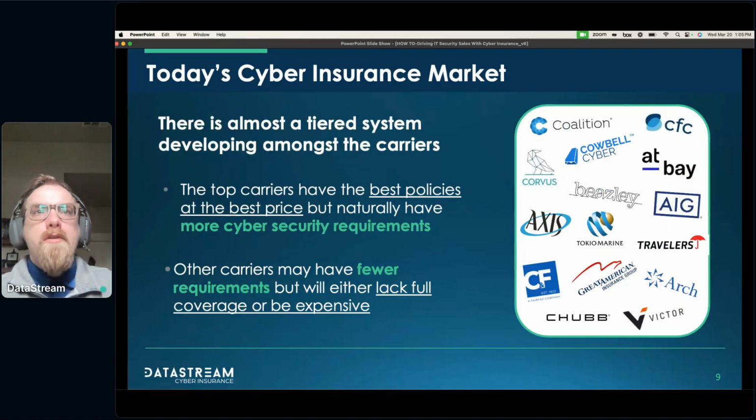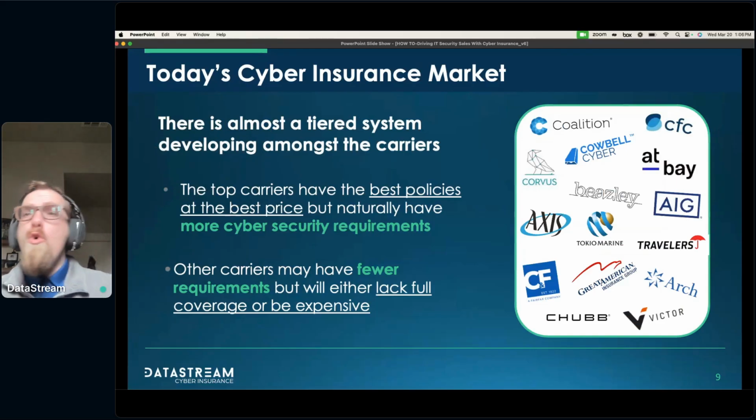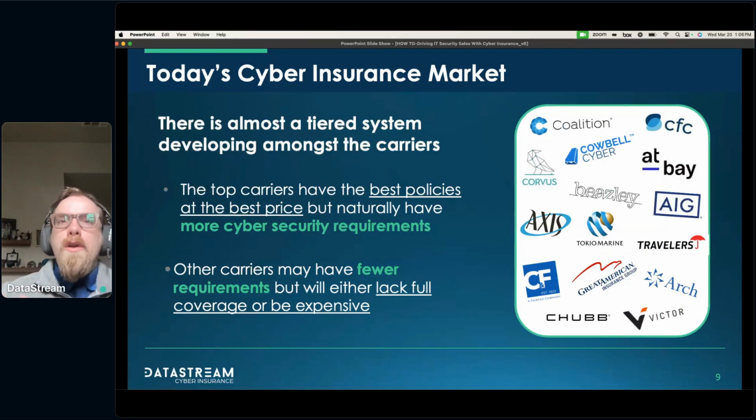You've got all of these carriers out there offering their own version of cyber insurance. At the top of this list are what we would refer to as the gold star carriers, or the better carriers, the ones truly focused on cyber insurance and offering the better policies at the better pricing, but naturally with more cybersecurity requirements to obtain it. Other carriers may have fewer requirements, but they are going to sacrifice one of those other two areas, whether it's lacking full coverage or the cost to obtain it ending up drastically high, right?